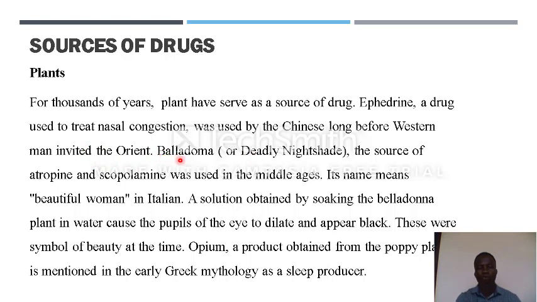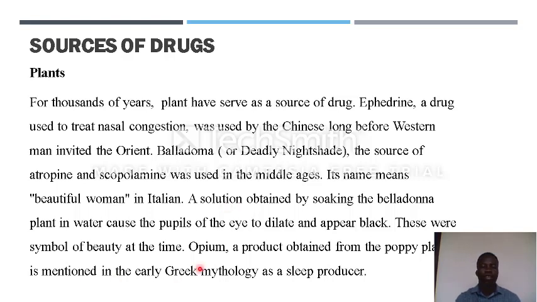An example is the Belladonna tree, the source of atropine and scopolamine, used in the Middle Ages. Its name means beautiful woman in Italian. A solution obtained by soaking the Belladonna plant in water caused the pupils of the eye to dilate and appear black. So these were symbols of beauty.